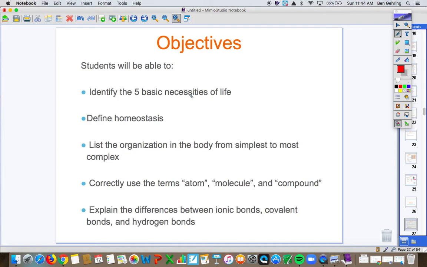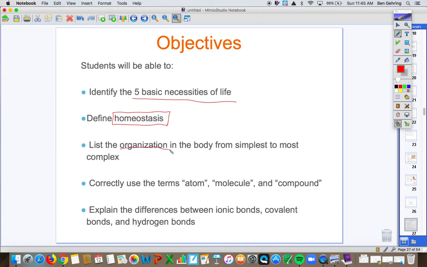So in this lesson, we're going to talk about the 5 necessities of life. 5 things you need to be alive. We're going to talk about a term called homeostasis, what that means, how that works, how we maintain it. This is going to be referenced throughout the year and how our body works to maintain this homeostasis.